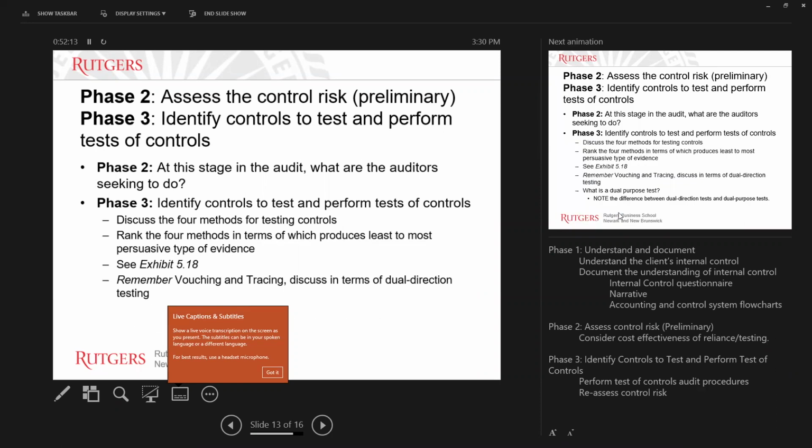Tracing and vouching, okay? Tracing and vouching. Probably not gonna get to fraud today, that's too bad.